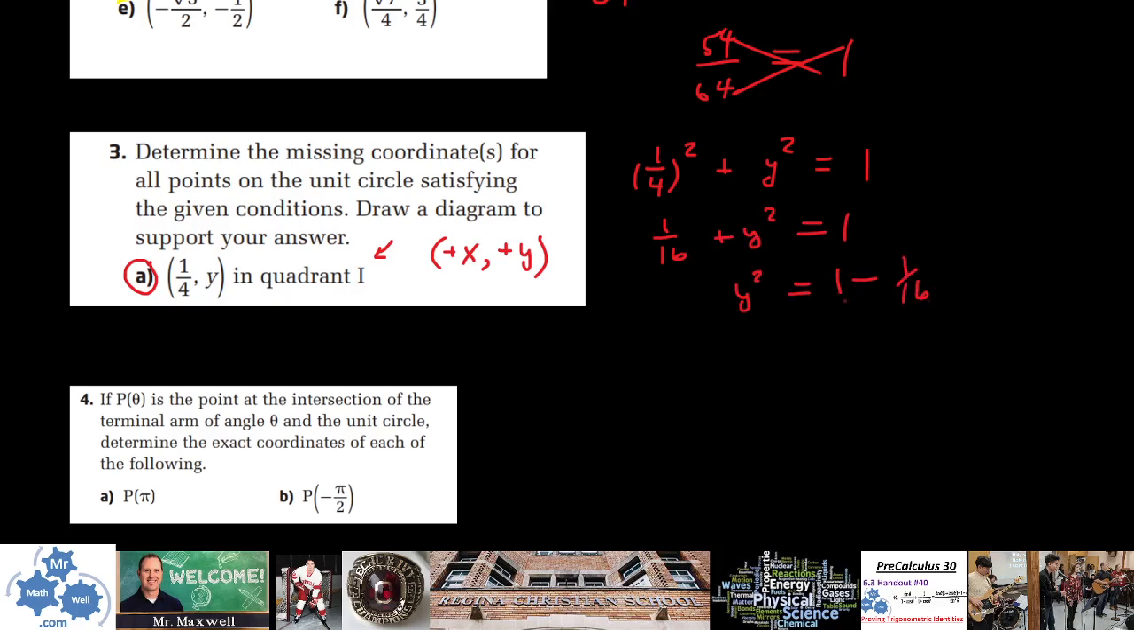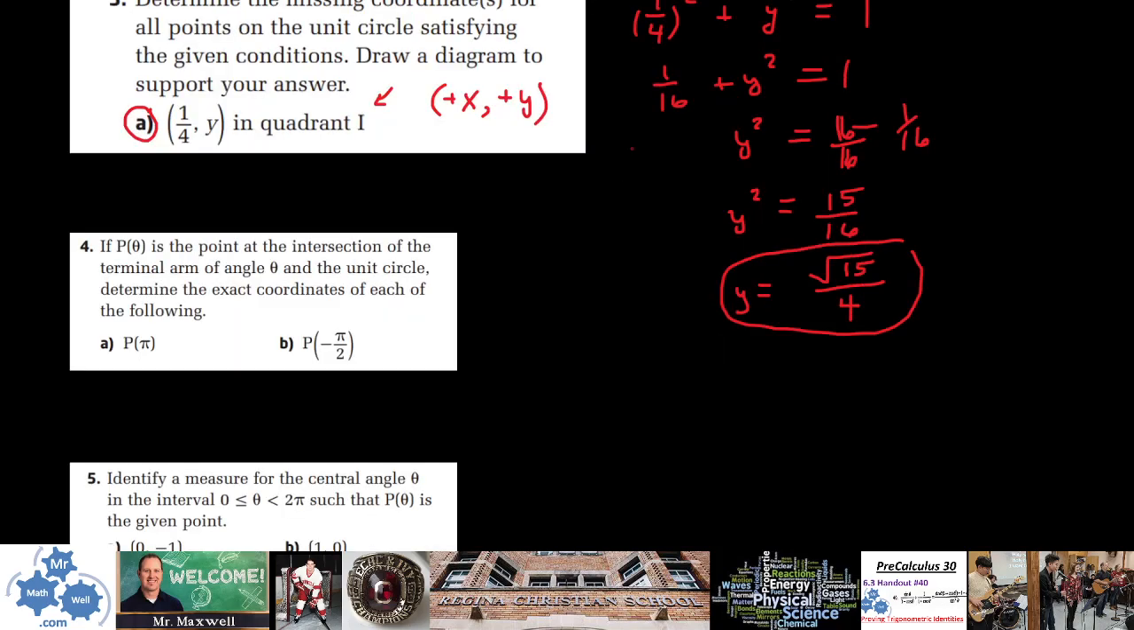Well, what is 1 as a fraction of 16? Well, that's going to be 16/16. So y^2 equals 15/16. Take the square root of both sides. 15 is not a perfect square, so I'm just going to write that as the square root of 15. But the square root of 16 is actually 4. And again, y needs to be positive because it's in quadrant 1. So it looks like y equals the square root of 15 over 4. Okay, so that's the correct answer for number 3.